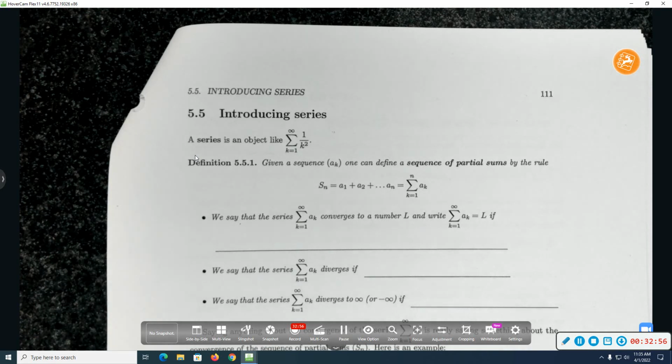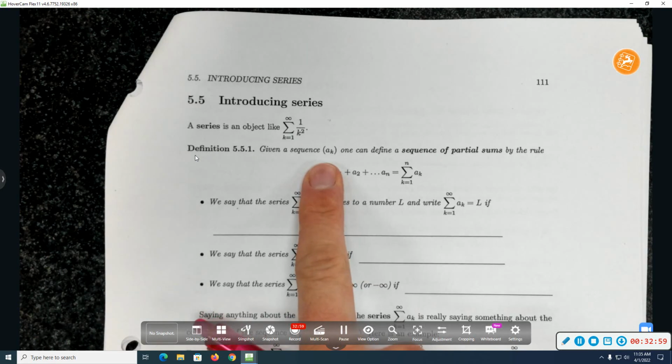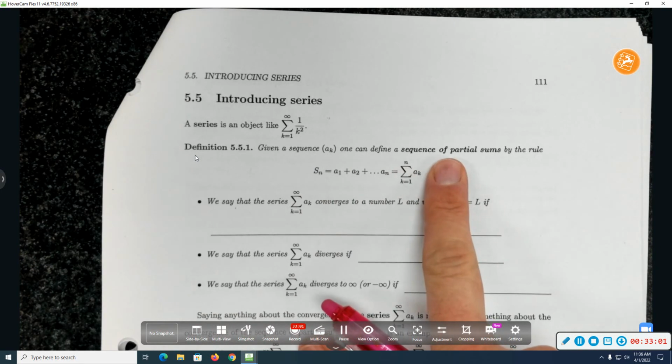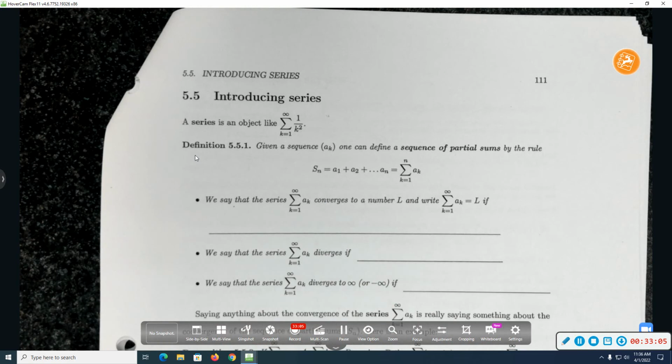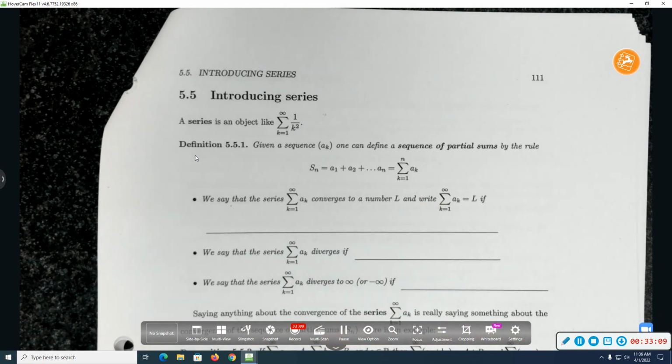Well, here's the definition. Given a sequence a sub k, define a sequence of partial sums by that formula. s sub n is the sequence of partial sums of this series. It's the sum from k equals 1 to n of a_k. So if the infinite series is supposed to be add up all of the a_k's, we'll add up n of them. I know how to add up finitely many things.